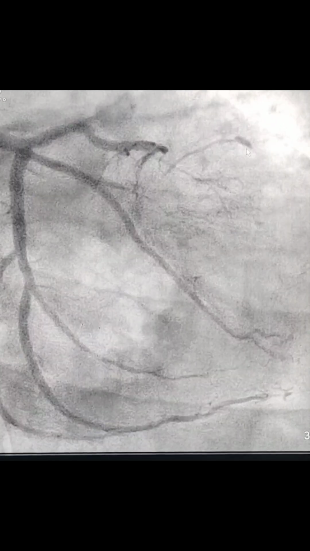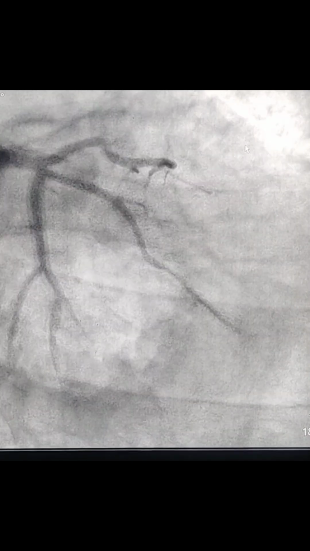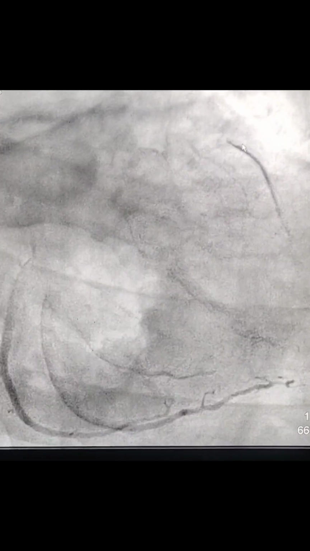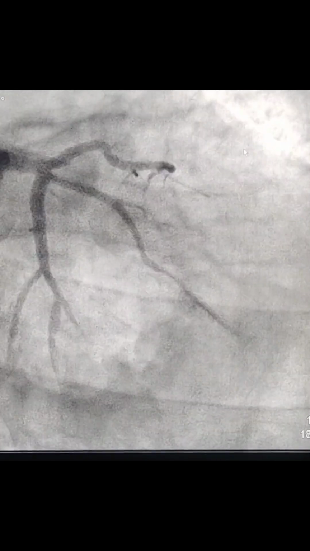So he now presented with CAD and STEMI and with effort angina, and you can see this is the mid LAD CTO, and the distal LAD you can see clearly, and there is a chronic total occlusion in the mid portion of the LAD in this caudal view.